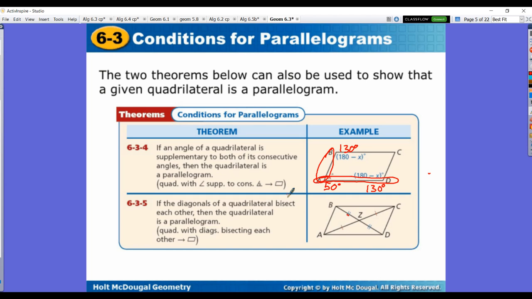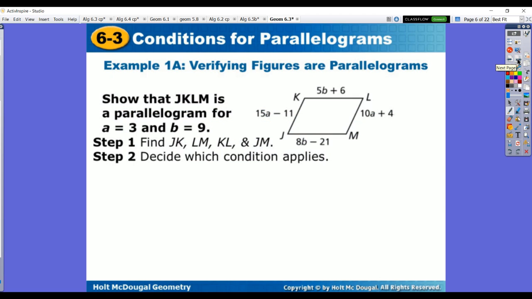Okay, so let's apply that to the problems we are going to be working with today. Here we're given this quadrilateral, and we need to show that this quadrilateral is a parallelogram. They're giving us some information here. Looks like some algebra to work out. So what we're going to do is find the length of each one of these sides, and then go back to our theorems and determine which of those conditions proves that it is a parallelogram.